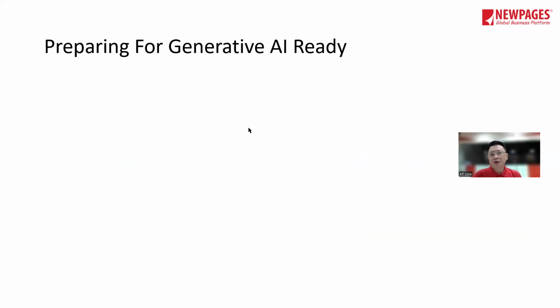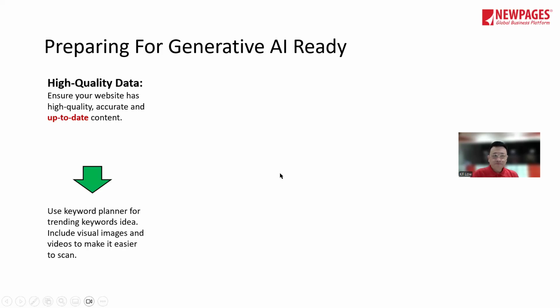Here I want to share that there are four things you can do. Number one is to make sure your website has high quality content and high quality data. Ensure your website has high quality, accurate, up to date content. The keyword is up to date. Use keyword planner for trending keyword ideas, including visuals and video to make it easier to scan.